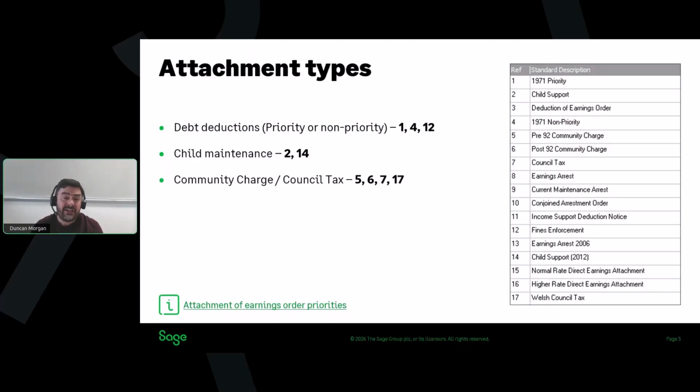The next category is in relation to local taxes. So the community charge and council tax attachment types are references 5, 6, 7, and 17, with 17 being used specifically for Welsh council tax. Now, community charge, if you don't know, is a reference to the old poll tax from the 1990s. So we wouldn't expect there to be many, if any, of those orders still in circulation. And of course, council tax debt can be deducted as an attachment order. And for that, you would use reference number 7.